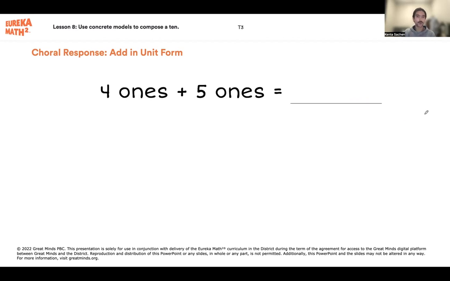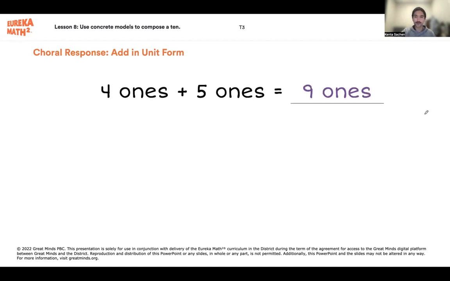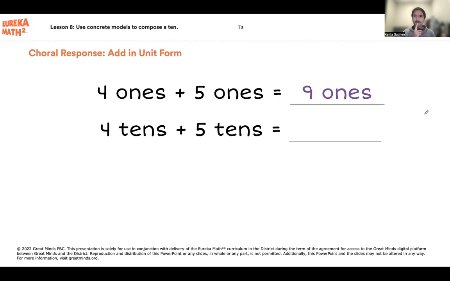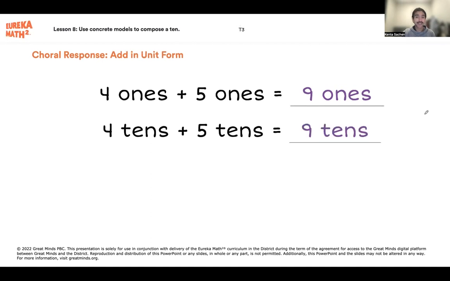Let's keep going. 4 ones plus 5 ones. Vanya, what's 4 ones plus 5 ones? Yeah, 9 ones. Very good, Vanya. Thank you. 9 ones or 9. How about 4 tens plus 5 tens? What is that, Shanti? 4 tens plus 5 tens. 9 tens, which is equal to 90.